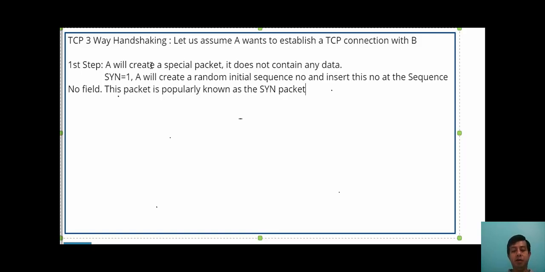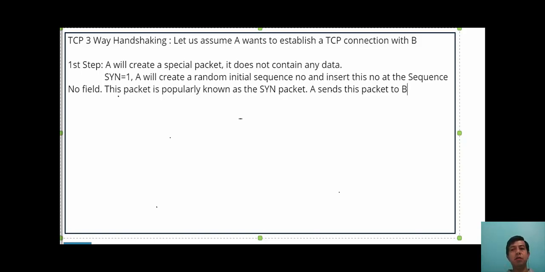Clear? Now A will send this packet. A sends this packet to B. So this is the first step. Clear? Let's take a specific example. Say A generates a random sequence number. Let's take any sequence number, say 4500. So A generates an initial random sequence number 4500.